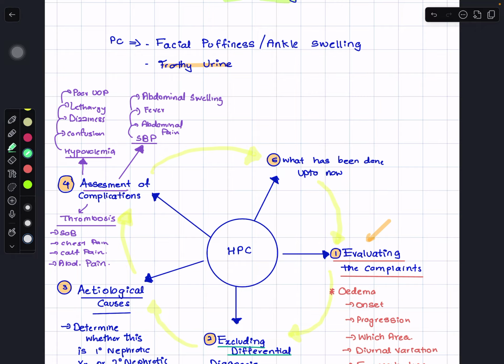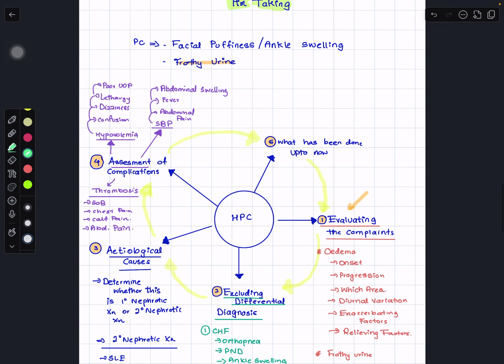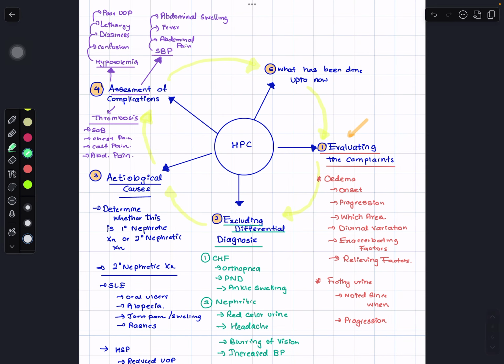With regards to spontaneous bacterial peritonitis, we have to ask whether the patient had abdominal pain, fever, or any abdominal swelling as well. And also for thrombosis, we can ask whether the patient had shortness of breath, chest pain, calf pain, or abdominal pain. And afterwards, we can also ask what has been done up to now, and that wraps up the history of presenting complaint part in a patient who presents with nephrotic syndrome.